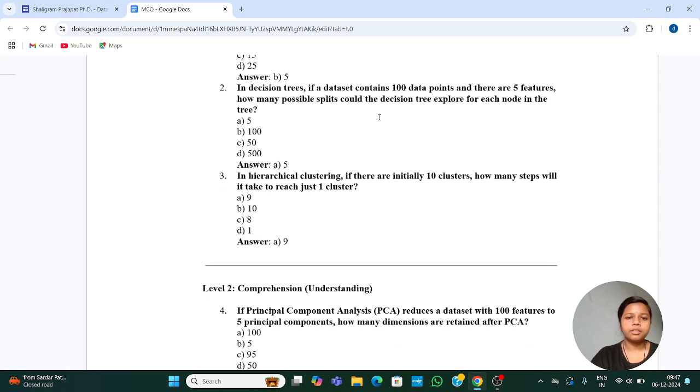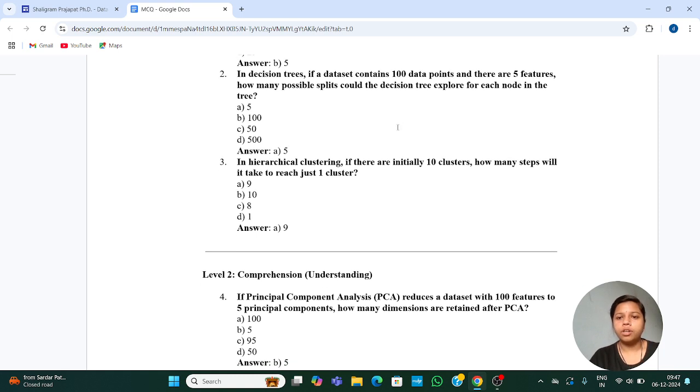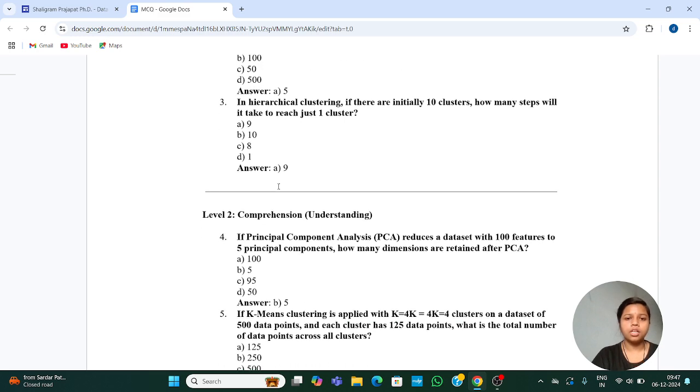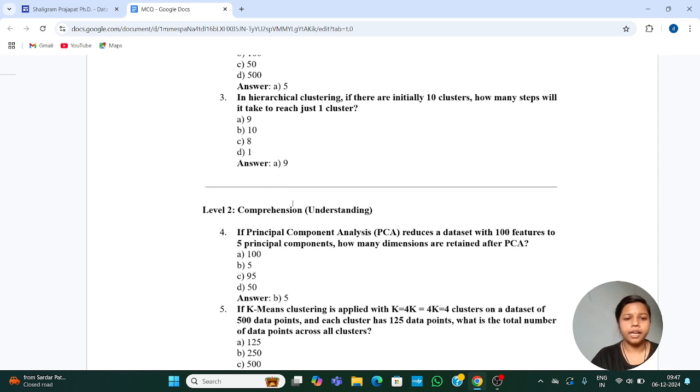In a decision tree, if a dataset contains 100 data points and there are 5 features, how many possible splits would the decision tree explore for each node in the tree? The answer is 5. And the next question is about hierarchical clustering. If there are initial 10 clusters, how many steps will it take to reach just one cluster? The answer is 9.